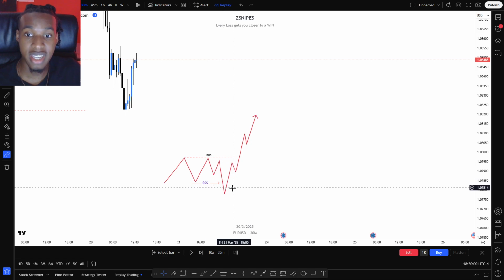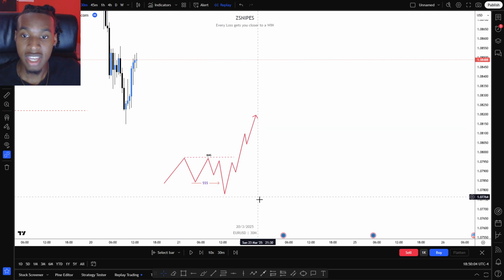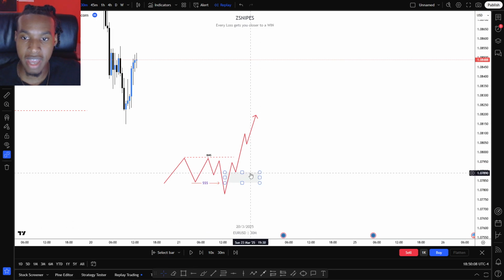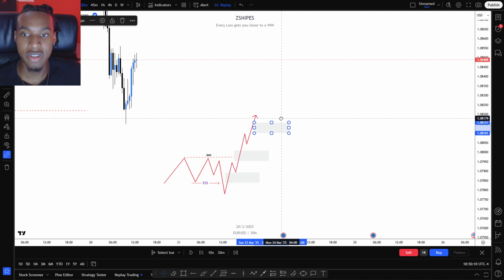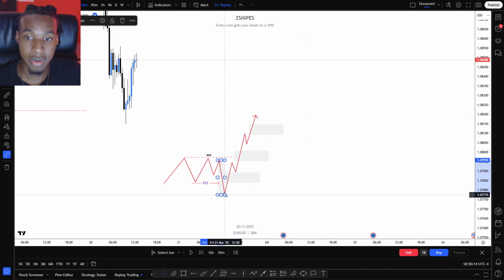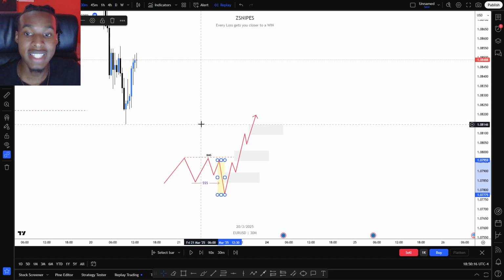Manipulation of liquidity. You're gonna look for an impulsive move that breaks the high, leaving fair value gaps, imbalances. So here is a fair value gap here, and here's a fair value gap. There's a fair value gap. You're gonna take your trade off of the manipulation. Okay, boom. But you need to see the fair value gaps.